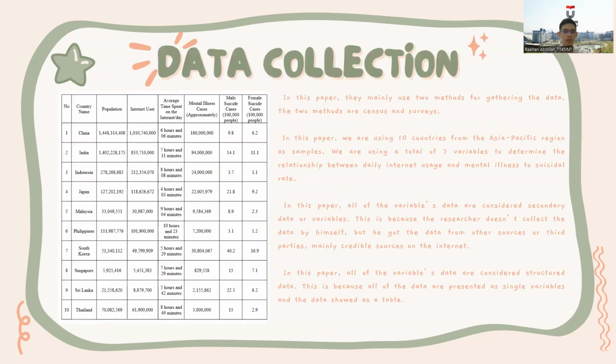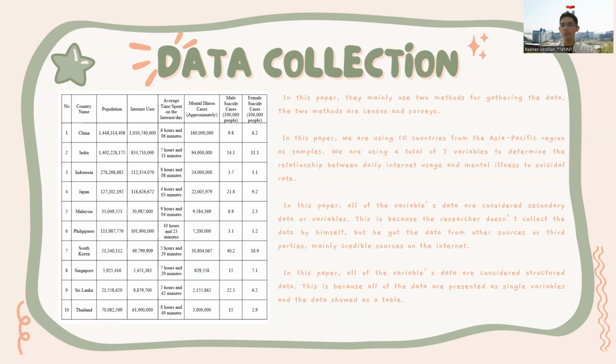So this is our data collection. As you can see here, we're using seven variables: the country name, population, internet user, and so on. And for the countries, I chose 10 countries in the Asia Pacific region, mainly China, India, Indonesia, Japan, Malaysia, Philippines, South Korea, Singapore, Sri Lanka, and Thailand.